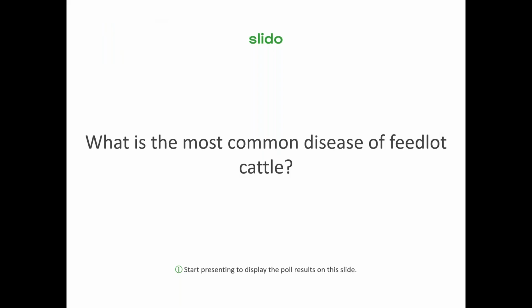So here's a question. This is a little bit like a quiz. Do any of you know what the most common disease of feedlot cattle is? What we're going to talk about today is keeping cattle healthy in the feedlot. We're going to talk about a lot of things, but first we've got to decide what makes cattle sick, or how they get sick in the feedlot.